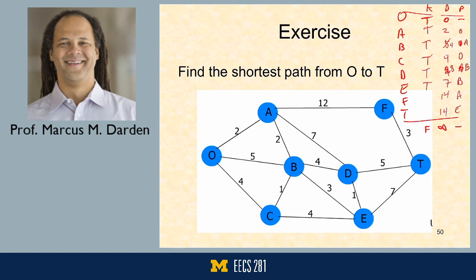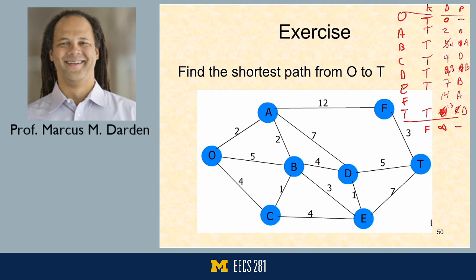D is only adjacent to E and T. Well, E's already marked, so it's really only adjacent to T. So D's source value of 8 plus the 5 to T gets me there in 13, and that goes through D. As previously mentioned, once I mark this next one, because my shortest one in this case is going to be this T for 13, I'll mark that as true. I could stop here. I know that the total distance from O to T is going to be 13. It's not going to get any better.